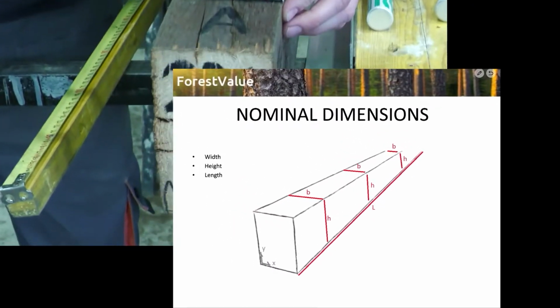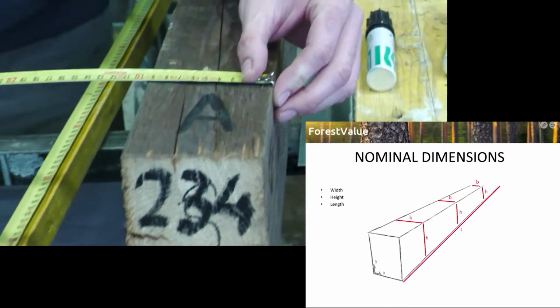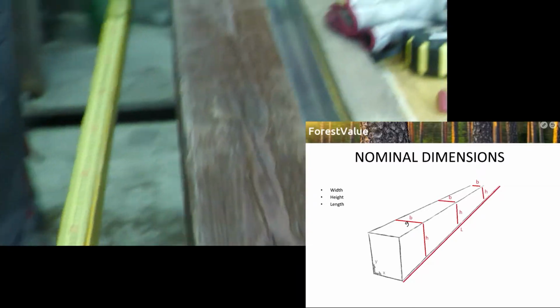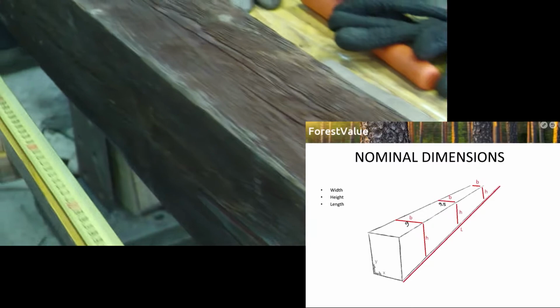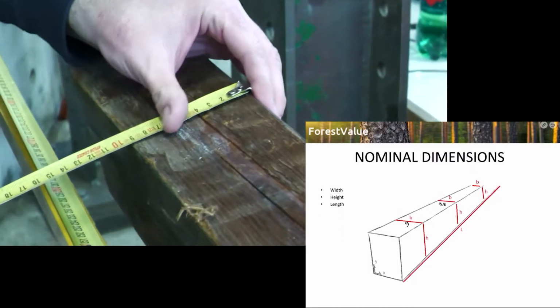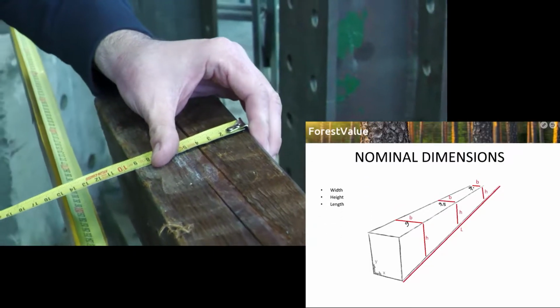To know whether we have boards, planks or beams, we need to measure the nominal dimensions, the width, the height or thickness, and the length of each piece. We measure the cross sections at three locations: start, middle, and end.